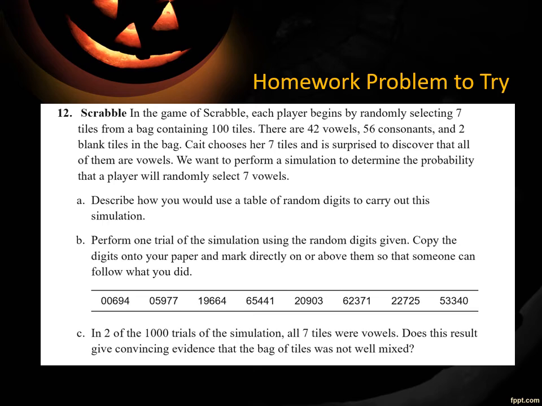So Scrabble. In the game of Scrabble, each player begins by randomly selecting 7 tiles from a bag containing 100 tiles. There are 42 vowels, 56 consonants, and 2 blank tiles in the bag. Kate chooses her 7 tiles and is surprised to discover that all of them are vowels. We want to perform a simulation to determine the probability that a player will randomly select 7 vowels. So the first step is to describe how you would use a table of random digits to carry out this simulation. Then it says perform one trial of the simulation using the random digits given. Copy the digits onto your table.